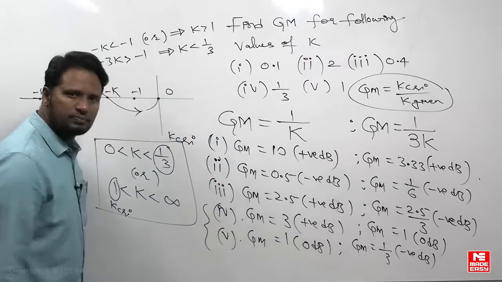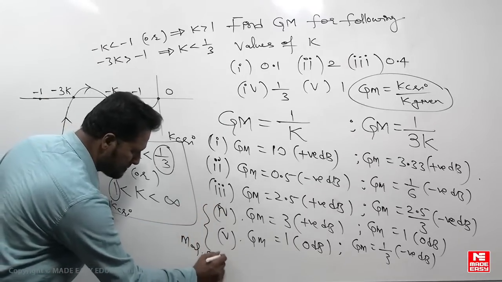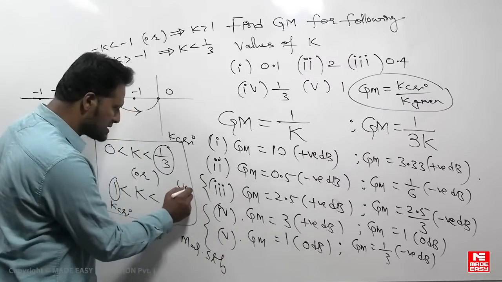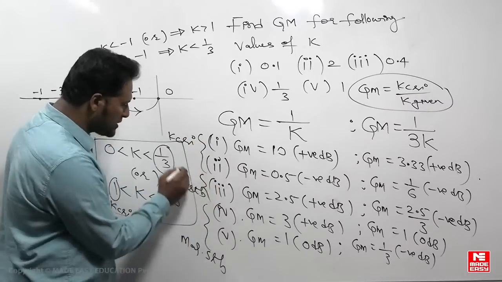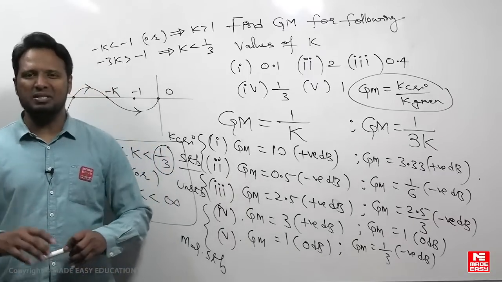One is zero, the other is positive or negative, marginally stable system. One positive, the other one negative, unstable system. Both are positive or both are negative, stable system. This is the specialty of this question.